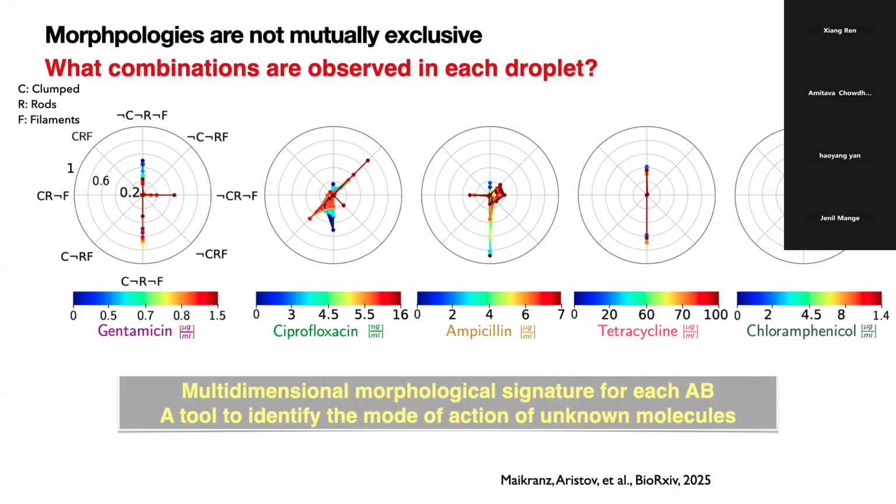And so if you have a molecule that you think is going to be useful as an antibiotic, you can run tests like this and see how the morphology changes, and you can then relate it to what different known antibiotics are doing and get a mechanism of action this way.